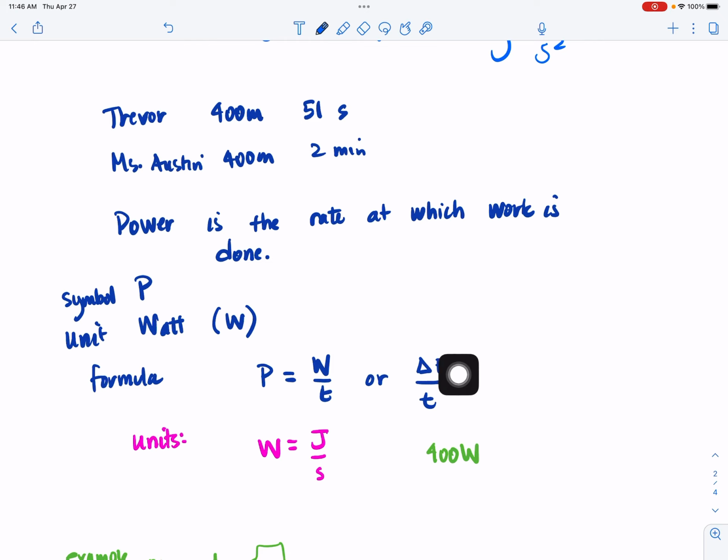It has the symbol capital P, and the unit is the watt, and the symbol of the unit is capital W. So the formula for power is work divided by time, so that's the rate at which work is done, or because work is the change in energy, it's also the change in energy divided by time.